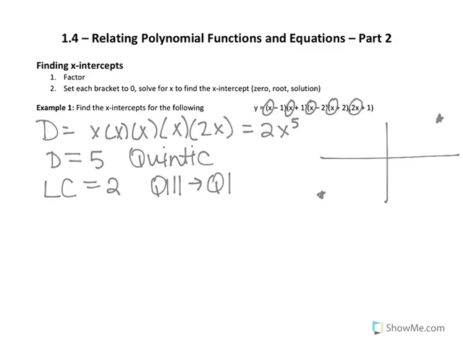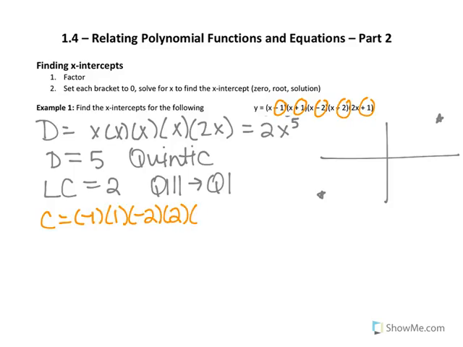Okay, to find our y-intercept, we're going to multiply all the back terms. So negative 1, 1, negative 2, 2, and 1. And we would get 4. So that's our y-intercept. So we know it's going to cross over here at 4 at some point.